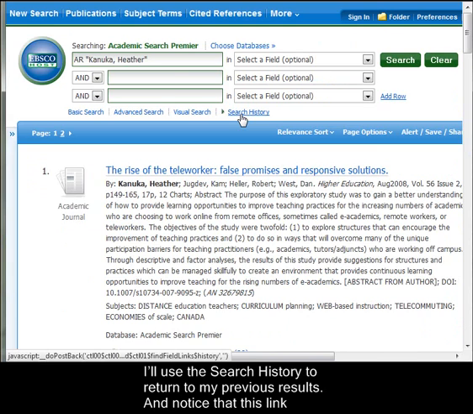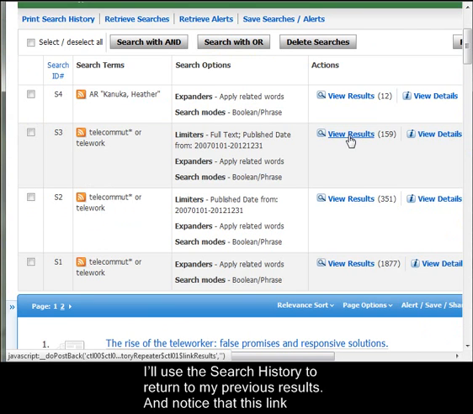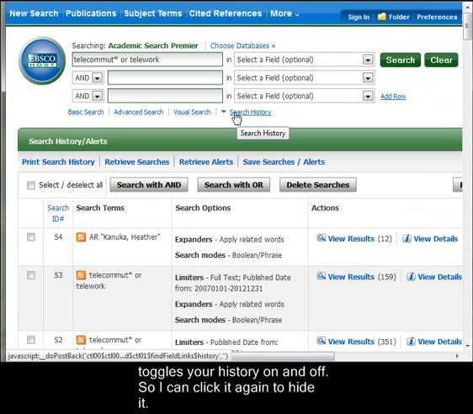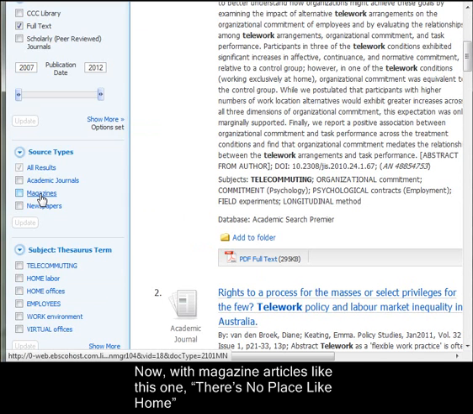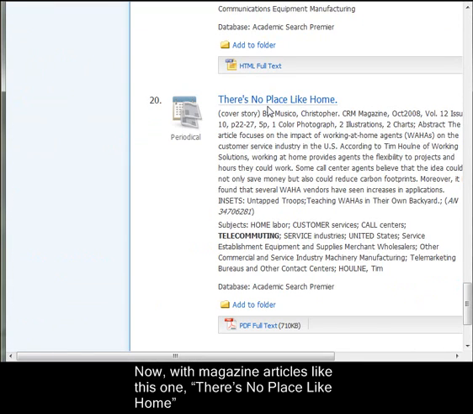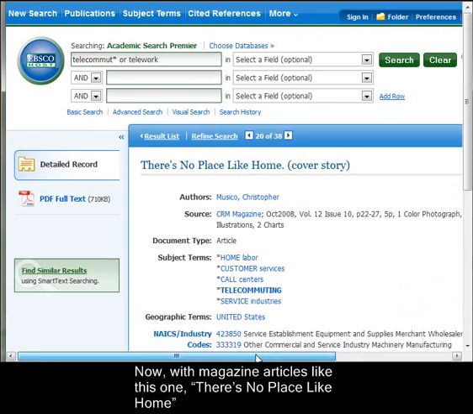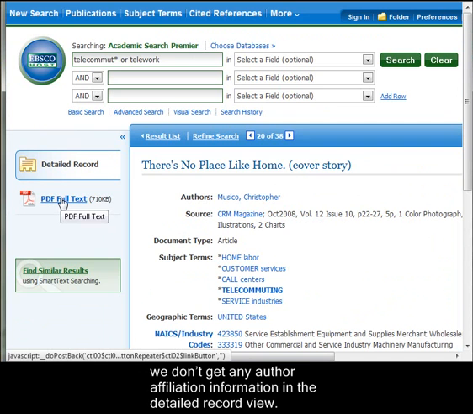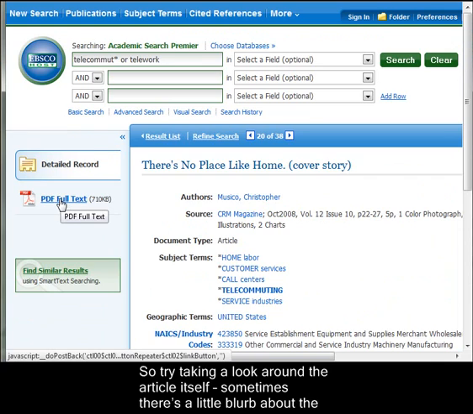I'll use the search history to return to my previous results. And notice that this link toggles your history on and off, so I can click it again to hide it. Now with magazine articles, like this one, There's No Place Like Home, we don't get any author affiliation information in the detailed record view. So try taking a look around the article itself.